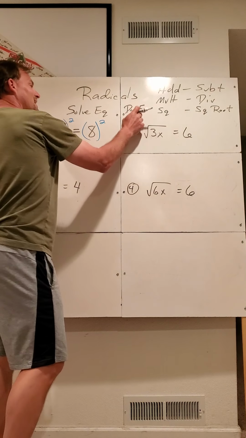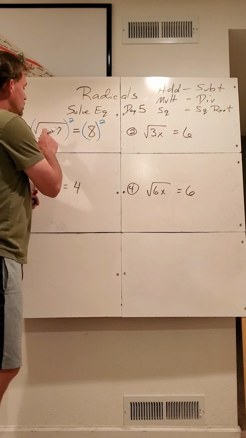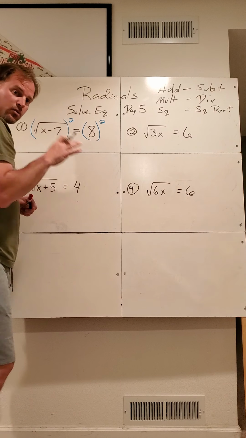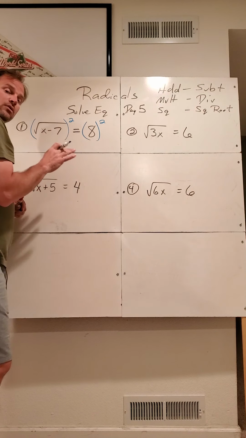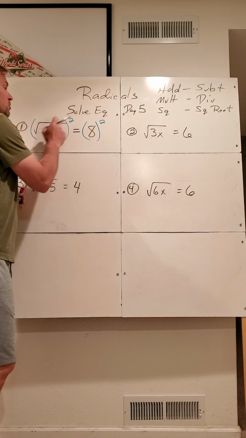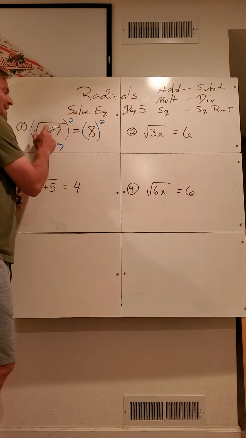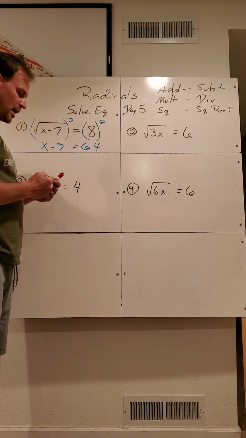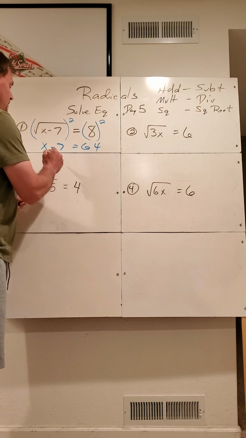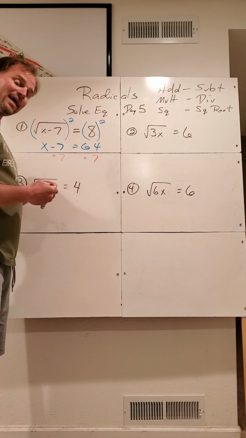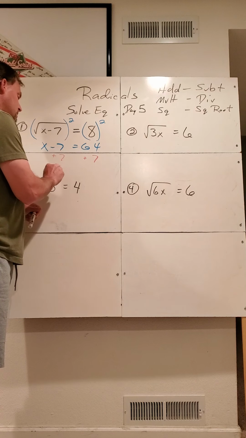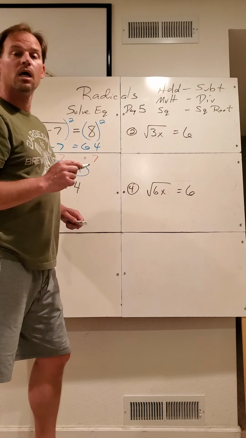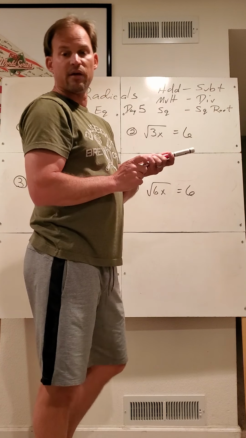And again, this is day 5 of solving these radicals. So if you need more explanation of why square root and squareds undo each other, go back to some of those other lessons where I explain it a little bit more in depth. All you really need to know at this point is square root squared is going to give me just the stuff inside the radical. It's getting out. 8 squared is 64. So now I just need to solve the equation for x. Add 7 to both sides. X equals 71.